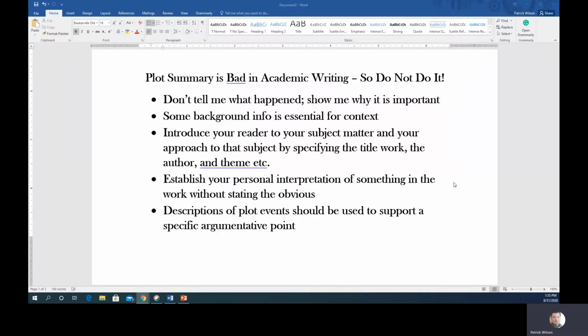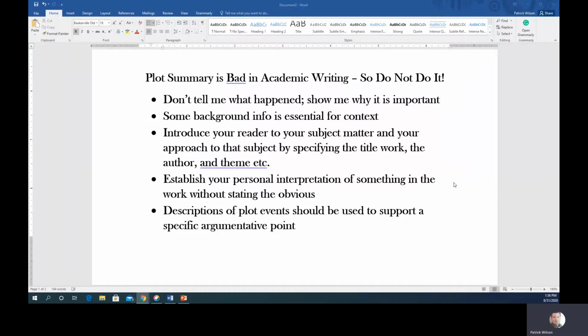So one way that you could avoid doing a lot of plot summary is you want to introduce to your reader and readers, which, primarily me, since I have to grade the work, but when you respond and when other people in the class respond to your work, they also become readers of your work as well. So you introduce your reader to your subject matter and your approach to that topic by specifying the title of the work, the author, and the theme, and whatever other information that you need to provide. You don't want to just say in the short story, okay, well, we read 7 or 8 short stories this semester. So you want to be specific about the title.